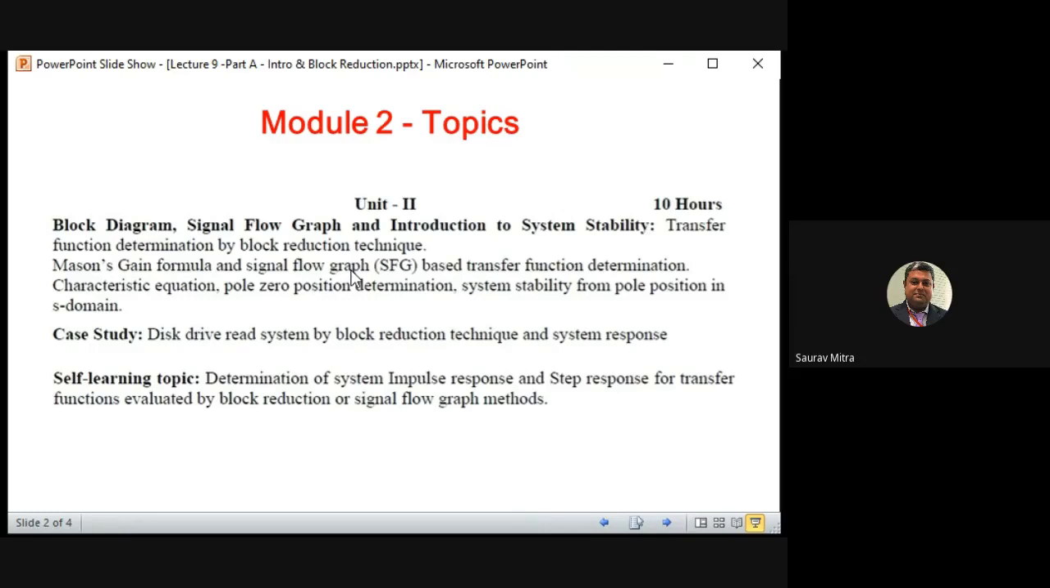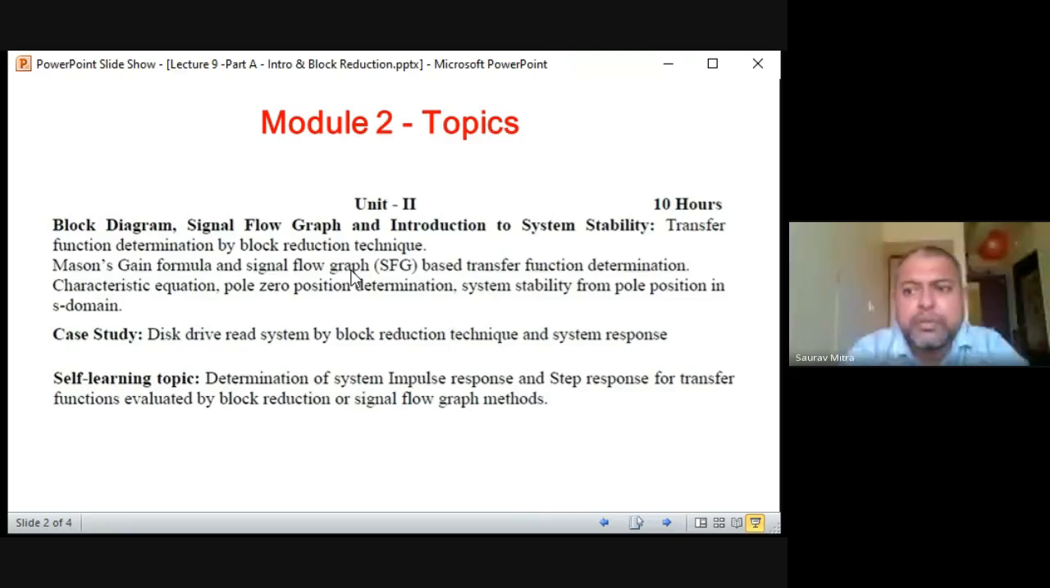And finally, we will see the characteristic equation, how to find it. We know the denominator equation equal to 0 is the characteristic equation. Pole-zero position determination: find the roots of the numerator polynomial and denominator polynomial. They are going to be the positions of poles and zeros, and from there we can define the stability of the system in the s domain from the pole position. So all these things we are going to do in this module.